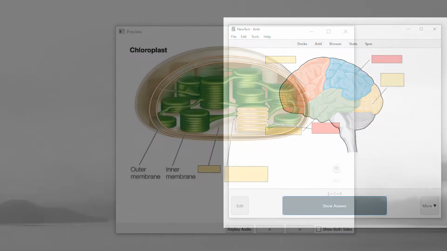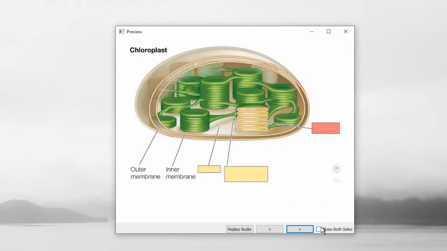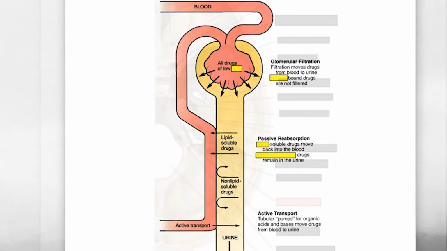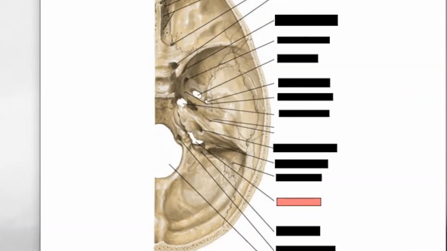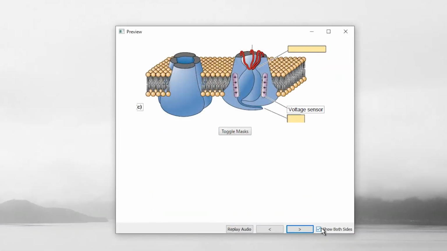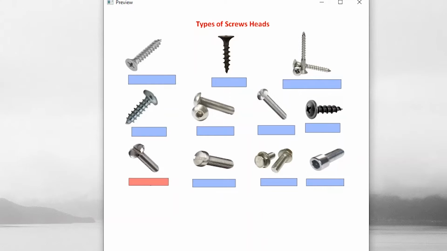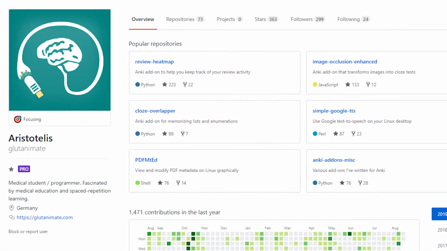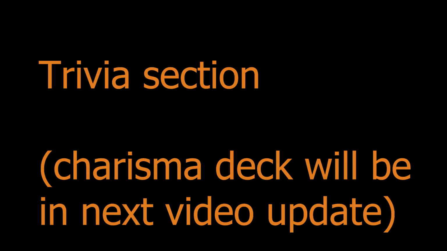So this image occluder add-on is really useful for anatomy, but it's also really good if you create cards like this for your students. Here are some other examples of how I've used it. That's the image occluder. Thanks to this guy for making it, Glutamate.